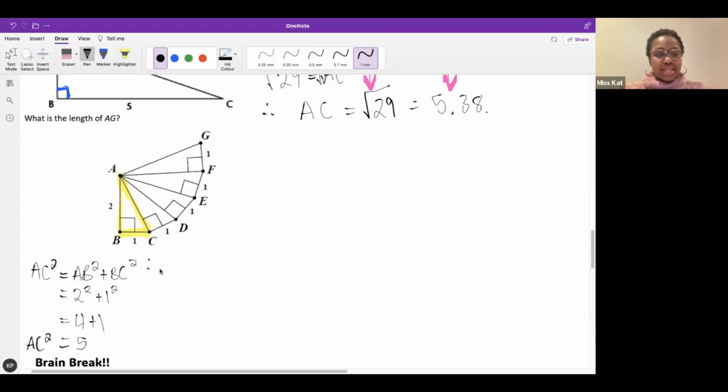So how long is AC? Just AC. AC squared is 5, so AC is the square root of 5. Do you see? Yes, ma'am. Yes, there we go. So now we have AC, thanks to you, Ropavat. So now we can use AC to find what?